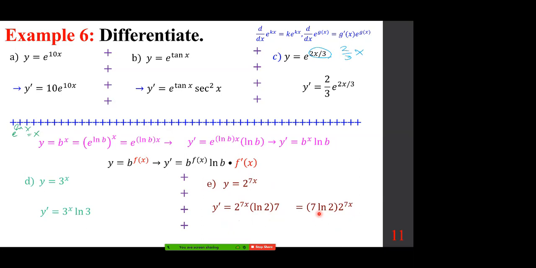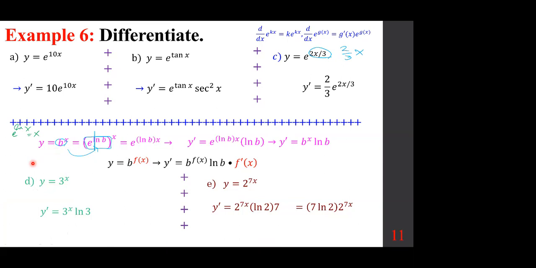Hey, Professor, is the ln part of another chain rule? No. This is the logarithmic rule. Let's go back here. e to the power of ln x equals x. So b is the same as e to the power of ln b. Why are we writing it this way? Because we don't know the derivative of b to the power of x. We only know it when the base is e. This is logarithmic properties.